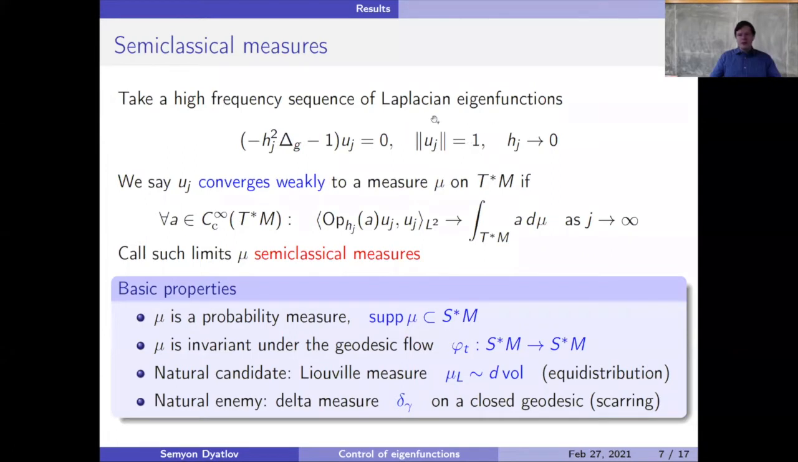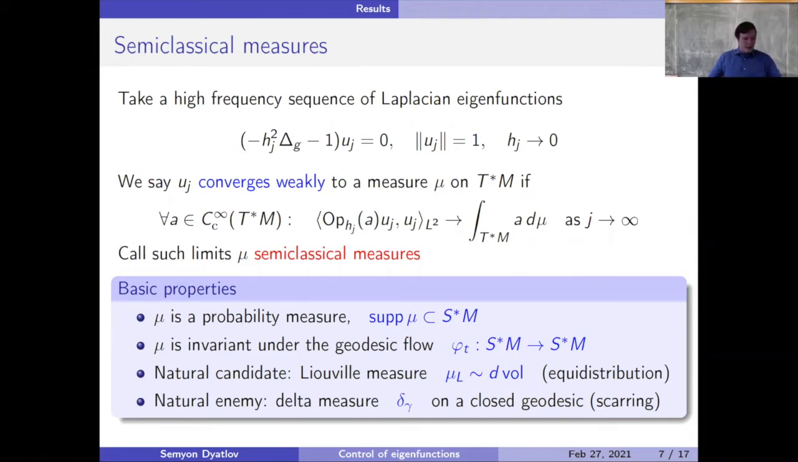I forgot to say, but all norms are going to be L2 from now on. Its support is in the cosphere bundle. So this is another way of saying that your eigenfunctions live on the cosphere bundle. Now, where the classical quantum correspondence really starts entering is that you can show that these limits are invariant under the geodesic flow. So that's something you couldn't access on the base.